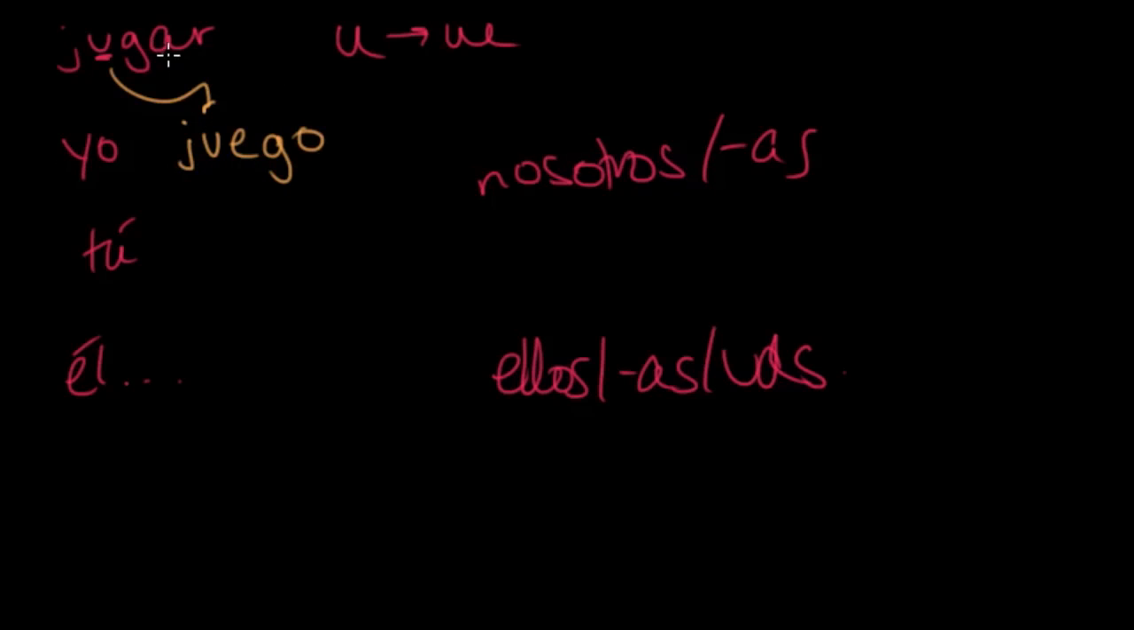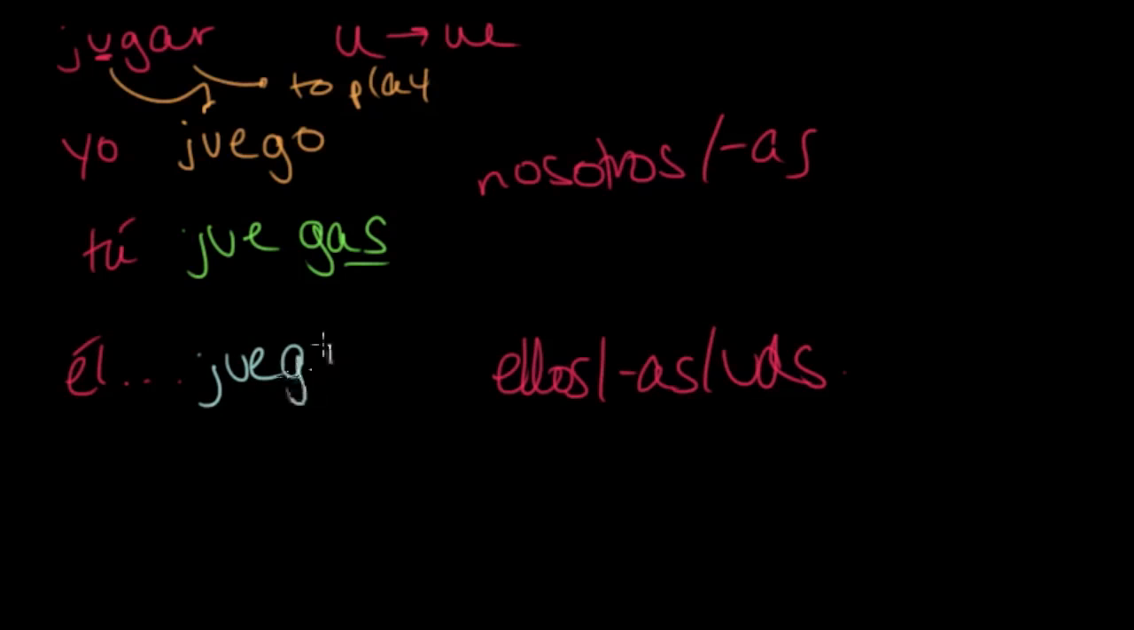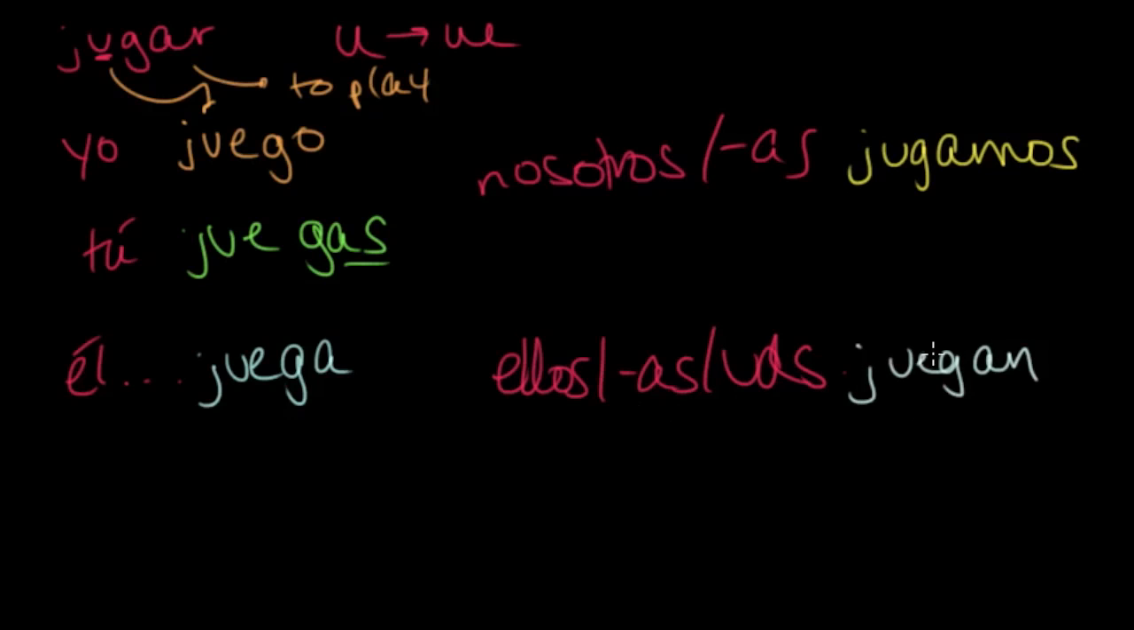Yo juego. Oh, I'm sorry, this verb means to play as well. So I play, yo juego. Tú, stem with the stem change, and the normal ending, juegas. Él, ella, usted, stem change, normal ending, juega. He, she, or you plays. Nosotros, nosotras, this one does not have the stem change, so we keep it as normal and add our ending, jugamos, we play. And ellos, ellas, ustedes, stem change again, and normal ending, juegan. They or you plural play.